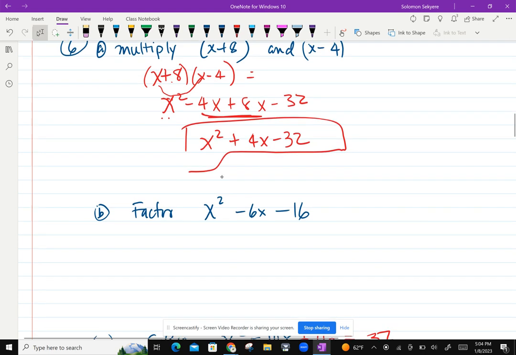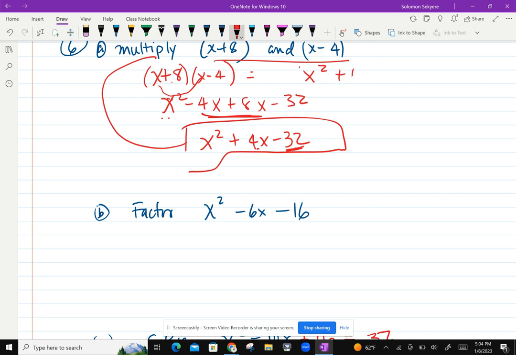Okay, what do you learn from this here? Look at the last term here. The last term here is the factors of negative 32 that add up to positive 8. That's how we're going to move from here back to that way. So when you see factor, we were here, x plus 8 times x minus 4, and then we got this one. We got x squared plus 4x minus 32. Factor means move from here and go back to that way.